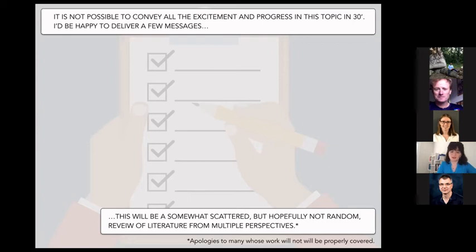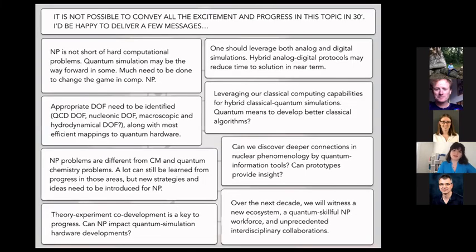So again, apologies to many whose work will not be properly covered. This is a very fast-moving field, and there are a lot of scenarios and ideas that you can imagine. I would only constrain myself to give one or two examples for each of these points that I want to make. And these are the summary of those points. I want to go through them one by one, and as I said, give an example or two of what I mean by that message.